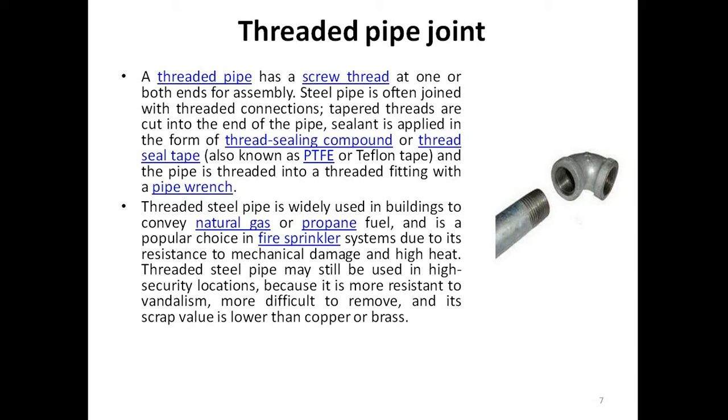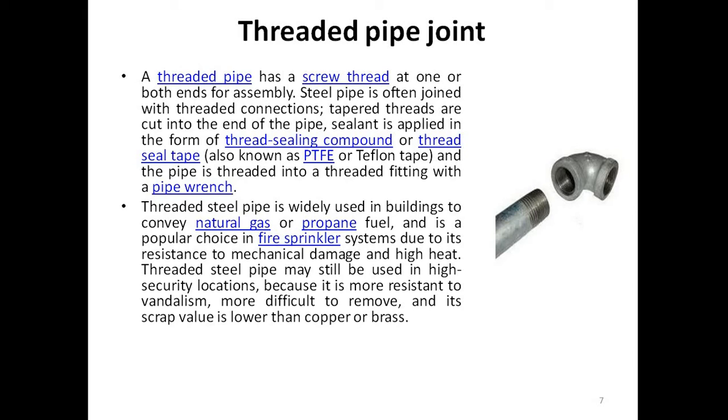Threaded steel pipe is widely used in buildings to convey natural gas or propane fuel and is a popular choice in fire sprinkler systems due to its resistance to mechanical damage and high heat. Threaded steel pipe may still be used in high security locations because it is more resistant to vandalism, more difficult to remove, and its scrap value is lower than copper or brass.